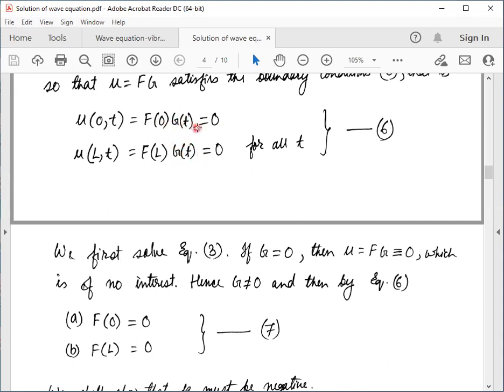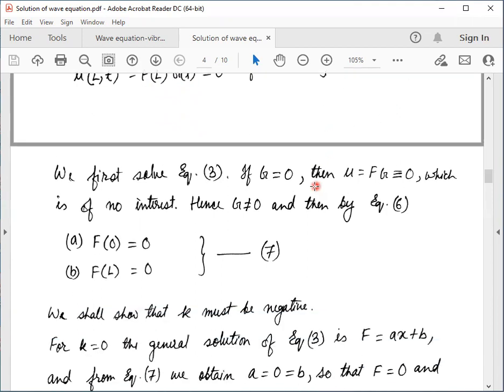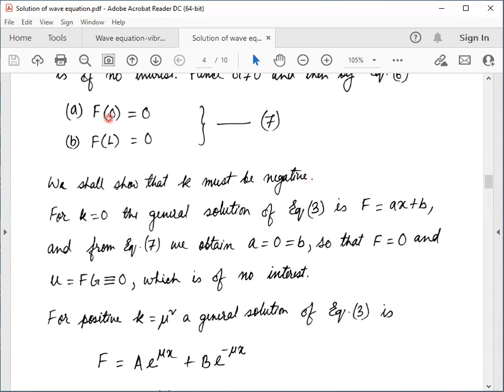That means f of 0 should be equal to 0 and f of L should be equal to 0. So from equation number 6, we get two conditions. F of 0 should be equal to 0. F of L should be equal to 0. Now we shall show that k must be negative.